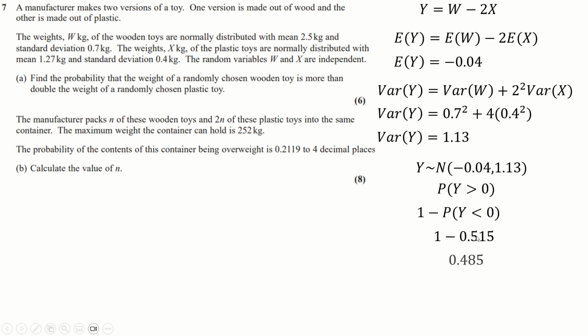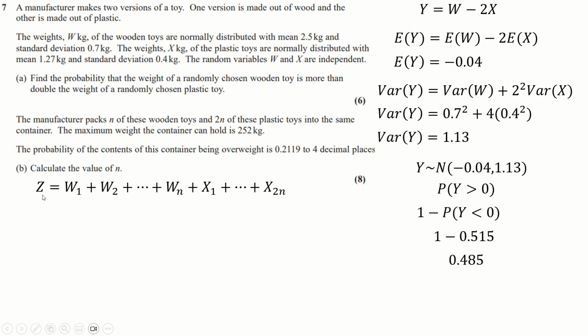And then, of course, you'll get this number here when you do 1 minus, and we'll have that there. Now we're going to pack n wooden and 2n plastic into the same container. The max it can hold is 252. And the probability that we're bigger than 252 is this here. Calculate n. So okay, got a few things to do here.